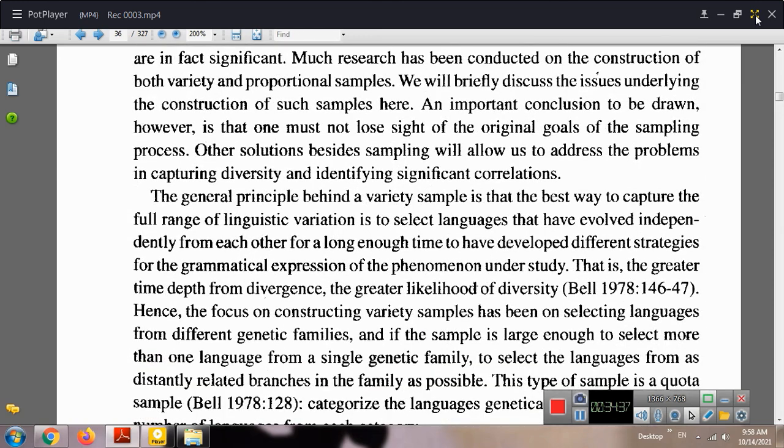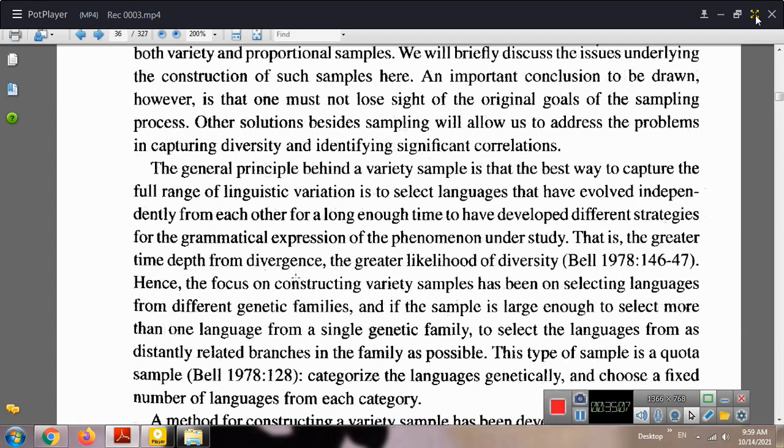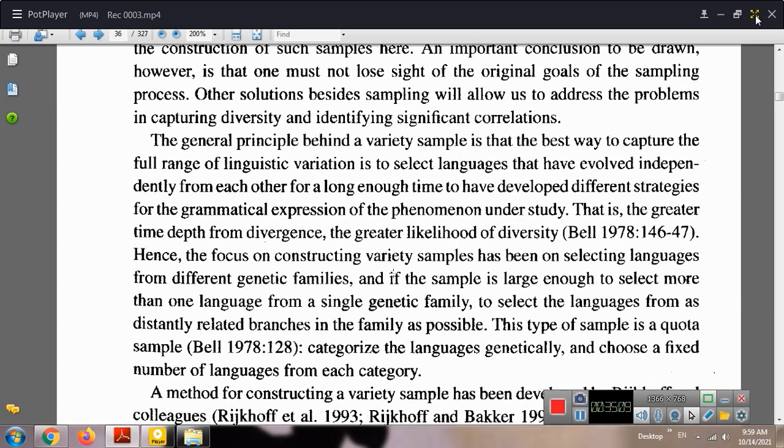The general principle behind a variety sample is that the best way to capture the full range of linguistic variation is to select languages that have evolved independently from each other for a long enough time to have developed different strategies for the grammatical expression of the phenomenon under study. That is, the greater the time depth from divergence, the greater the likelihood of diversity. Hence, the focus in constructing variety samples has been on selecting languages from different genetic families.